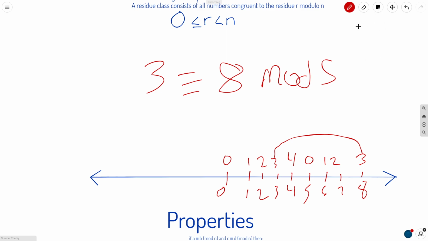And this would extend in both directions. We could easily go the other way, -1, -2, and we would see that they would still be equivalent because they have a distance of 5 apart from each other. So all numbers that have the remainder of 3 will be congruent mod 5.